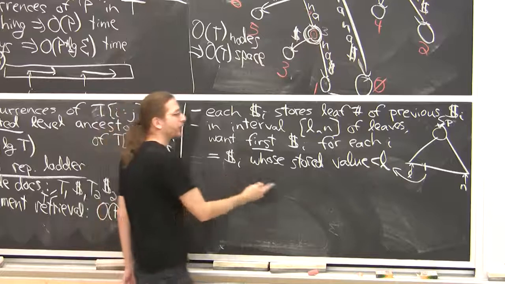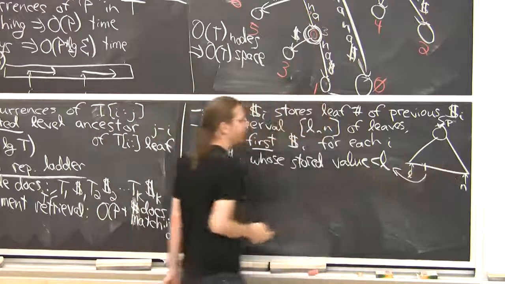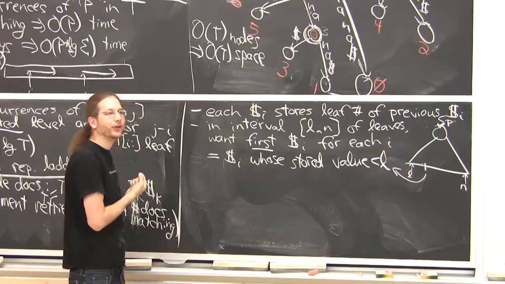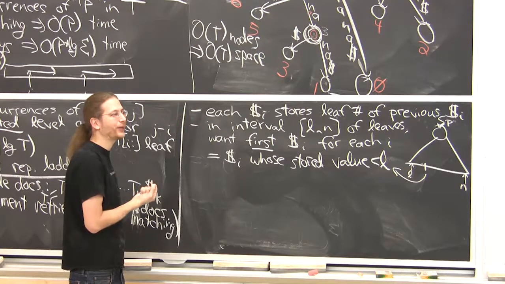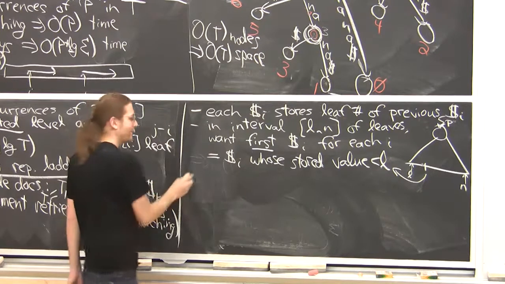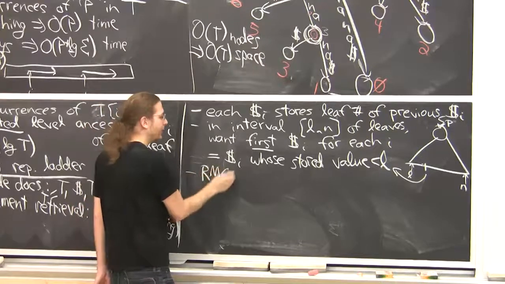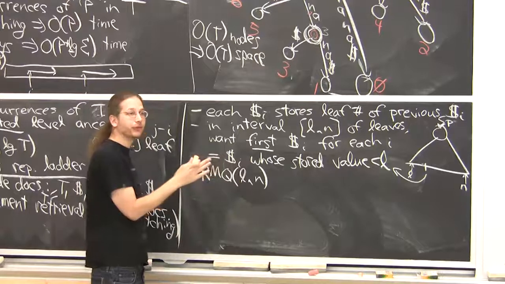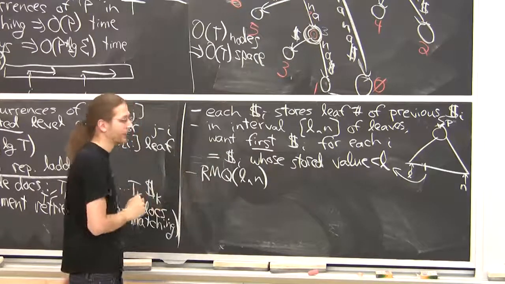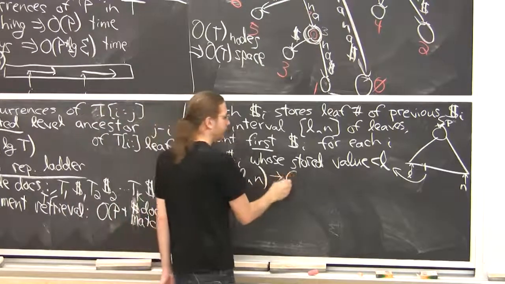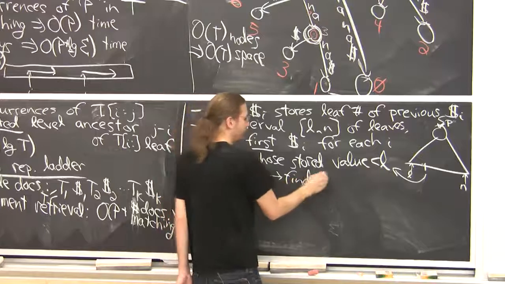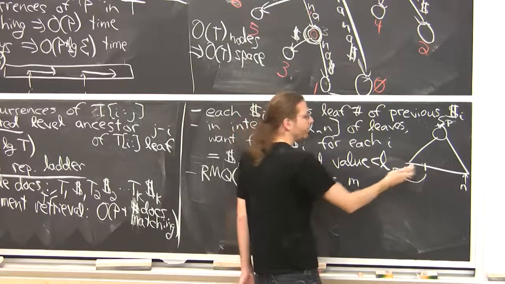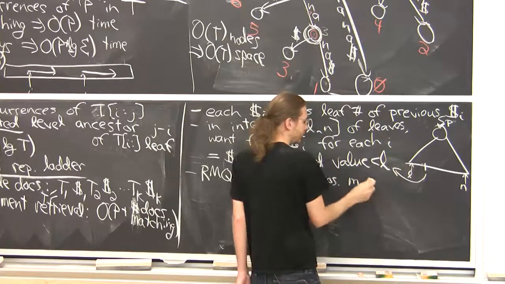So I want to find, in this interval, $i's that have very small stored values. How would I find the very best one? Range minimum query. So we do a range minimum query on L, n. If there's any firsts in there, this will find it. Find, let's say, position M with the smallest possible stored value.